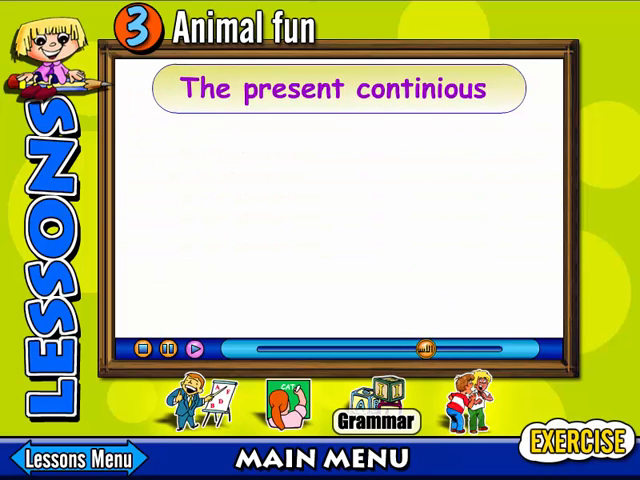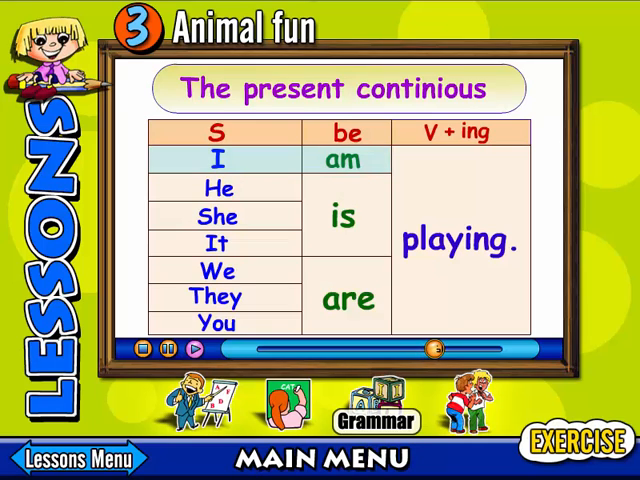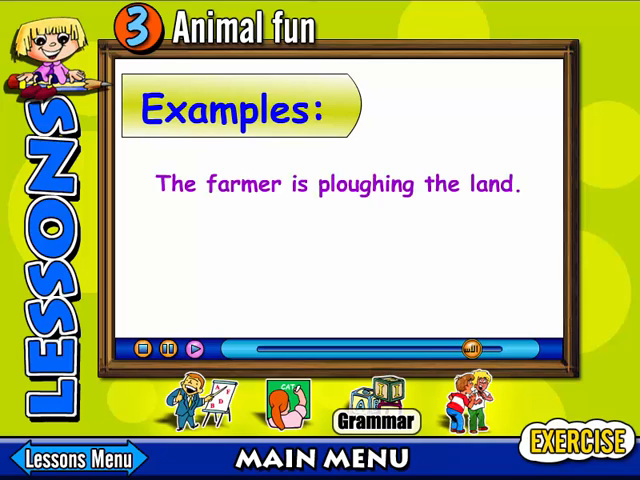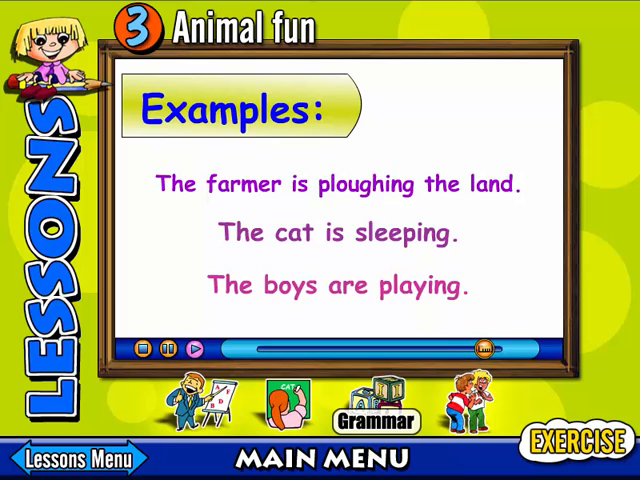The present continuous: I am playing. He is playing. She is playing. It is playing. We are playing. They are playing. You are playing. Examples: the farmer is plowing the land. The cat is sleeping. The boys are playing.